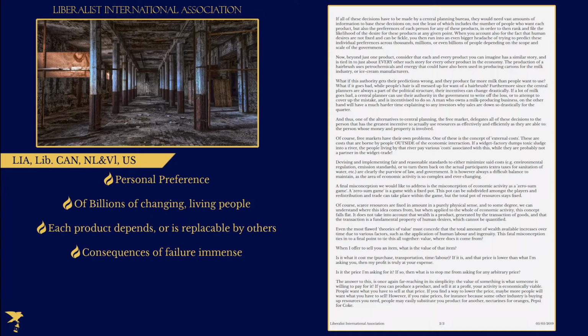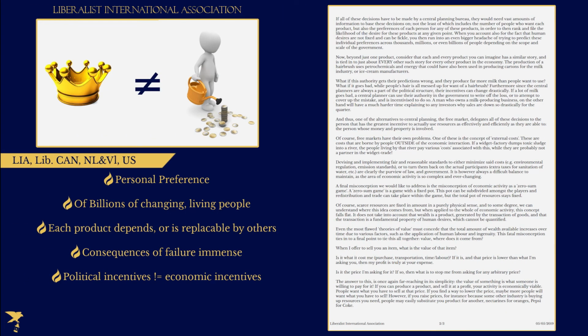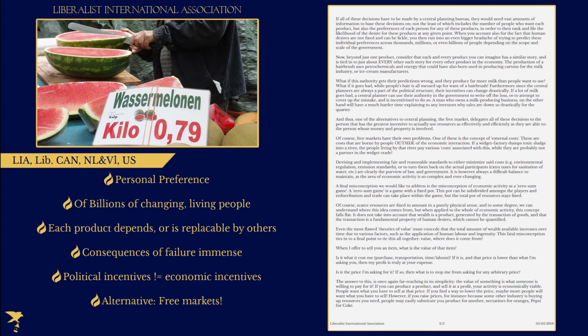Furthermore, since the central planners are always a part of the political structure, their incentives can change drastically. If a grand amount of milk goes bad, a central planner can use their authority in the government to write off the loss, or to attempt to cover up the mistake, and is often incentivized to do so. A man who owns a milk-producing business, on the other hand, will have a much harder time explaining to any investors why sales are down so drastically for the quarter. And thus, one of the alternatives to central planning, the free market, delegates all of these decisions to the person that has the greatest incentive to actually use resources as effectively and efficiently as they are able to, the person whose money and property is involved.